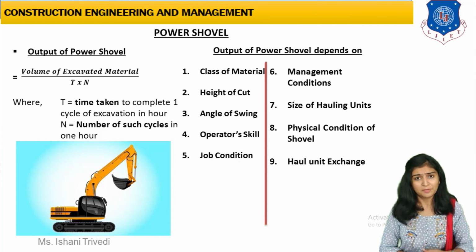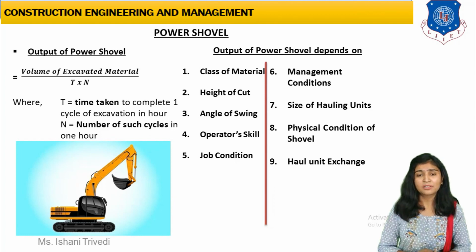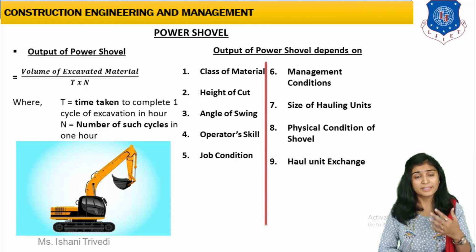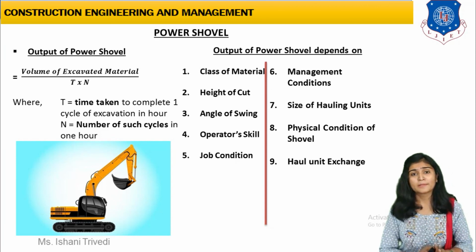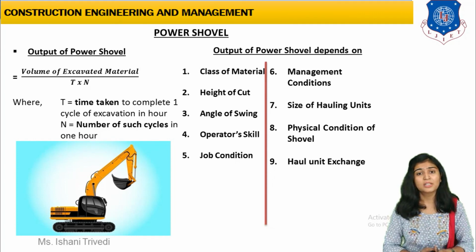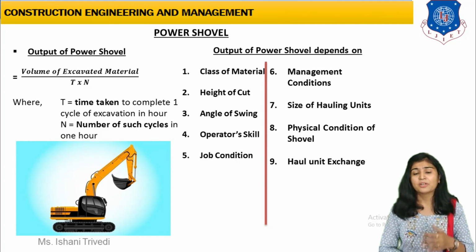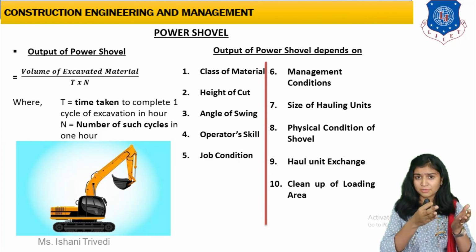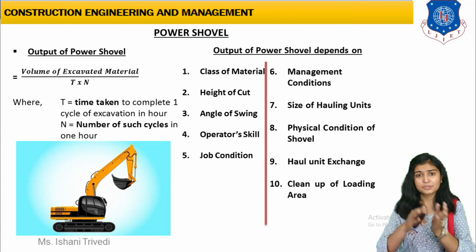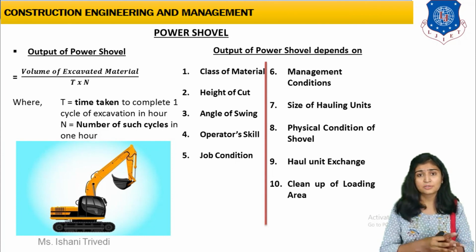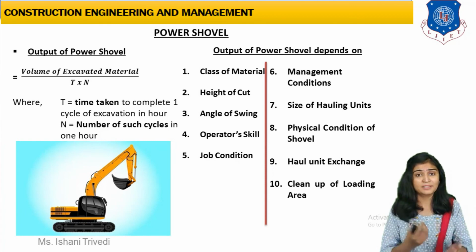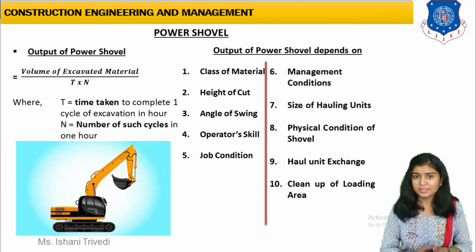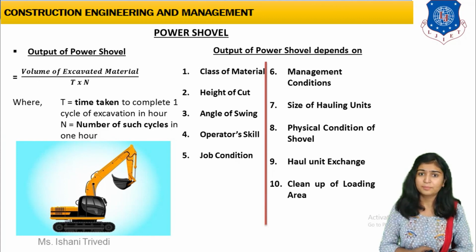Physical condition of shovel. I said that the shovel blades are already going to experience abrasion when you use it frequently. So it depends on what is the physical condition of the shovel at that present moment. Haul unit exchange, meaning when the trucks take the full load of the soil which is done by the power shovel, then it has to dump it and it has to come back. So what is the exchange rate? How fast it can be performed? Faster the work can be done, more will be the output of your power shovel.